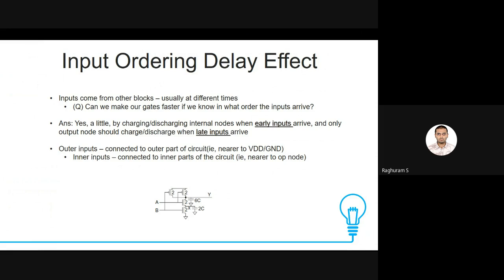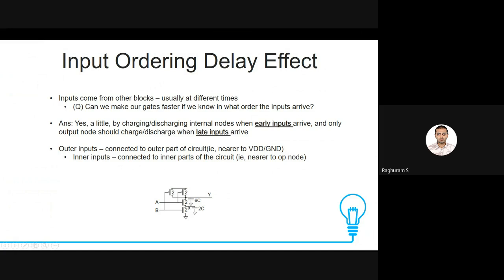So now the question is, based on this knowledge of intermediate nodes discharging first, how can I come up with a rule for deciding which inputs should be the early inputs and which should be the late inputs? For that, we have another definition called outer input and inner input. Outer represents the outer part of the circuit, that is transistors which are closer to VDD or ground, because in static CMOS the middle of the circuit is always the output node, and on top is the VDD, bottom is the ground. So the opposite of that definition is inner inputs, and these are inputs that are connected towards the center of the circuit.